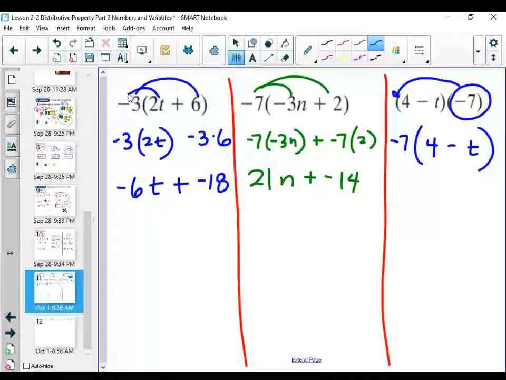Oh no, I see a subtraction and a negative in the same problem. Oh no, there is no number in front of t. That's right. Those ones are going to start hiding in front of variables. I need to outsmart them and put in my own 1.